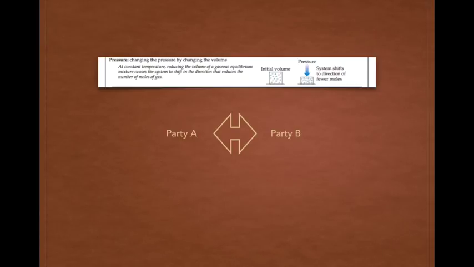So let's say, for example, I have 8 people at party A and I have 4 people at party B. If I increase the overall pressure by decreasing the size of all the parties, right? Meaning decreasing the area that they have to congregate.